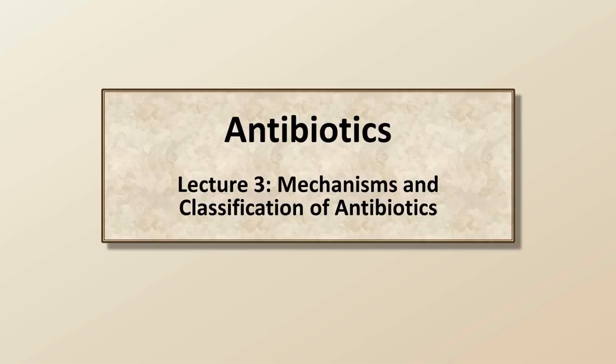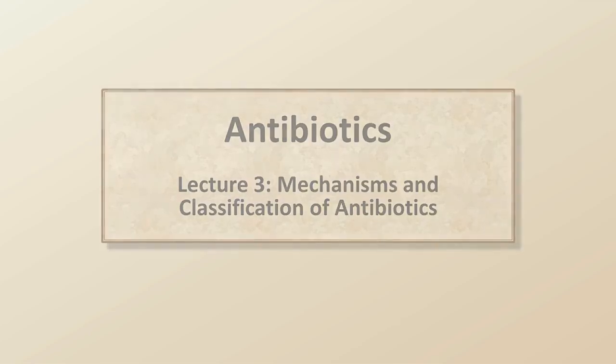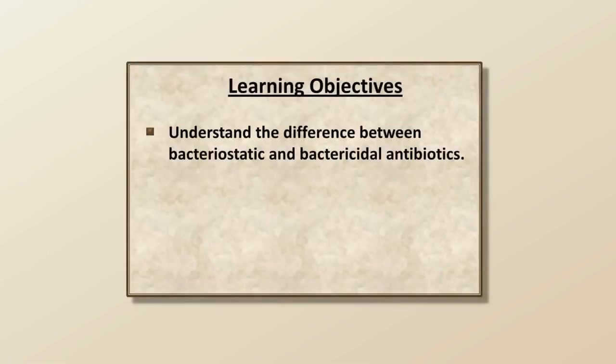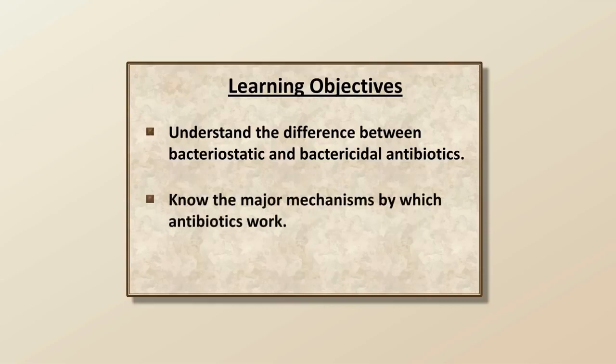Hello, this is the third lecture in this course on antibiotics. The topic is their mechanisms and classification. The major learning objectives are first to understand the difference between bacteriostatic and bactericidal antibiotics. Second, to know the major mechanisms by which they work. And last, to know the common antibiotic classes. I'll also be spending a few minutes talking about the initial discovery of antibiotics.